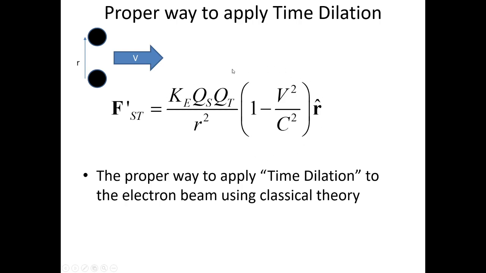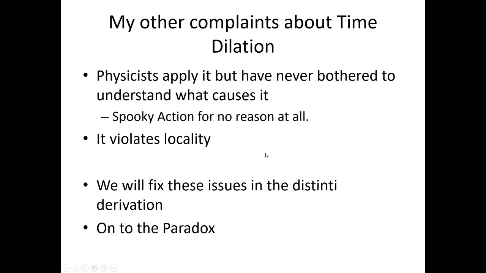Now remember this equation, because we're going to get to this equation not using time dilation. We're going to get to it from a very different method. But first, we got to talk about the Distinti time paradox so that I can show you that this here is not the cause. Time dilation is not the cause. Okay, but let me talk about some other things about time dilation that I really don't care for. First of all, physicists have properly rationalized that an effect that looks like time dilation, smells like time dilation, must exist. I'd have no problem with that. Okay, the problem is that they stopped there. They didn't bother to go figure, well, what causes it? They just apply it.